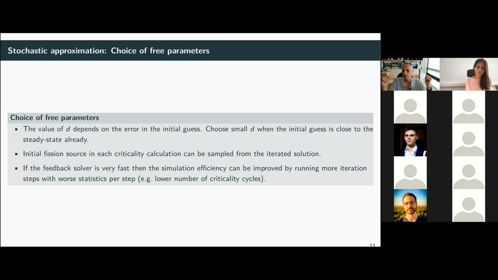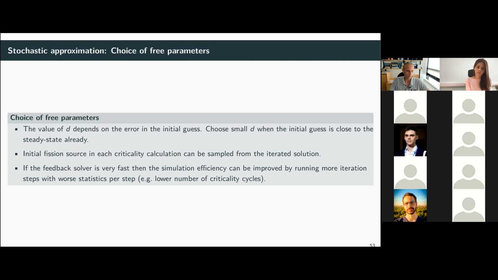So which option is better? That's an interesting question. I would say the answer depends on the nature of the feedbacks that you are simulating. If your feedbacks require a solver that takes a lot of computational time, like some thermohydraulic codes, then they may take a lot of time depending on how much you discretize your system. Then it may be beneficial to have fewer iteration steps in the stochastic approximation and instead increase the number of cycles or the batch size for your criticality calculation.